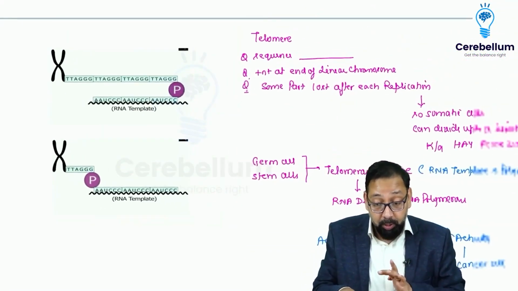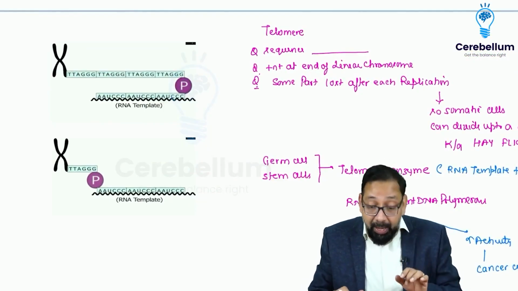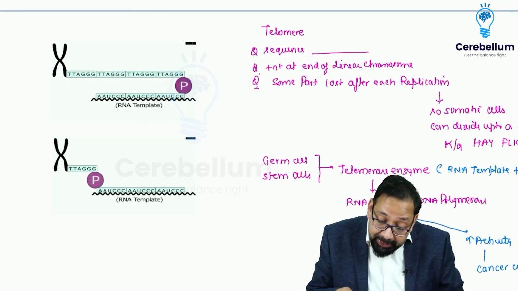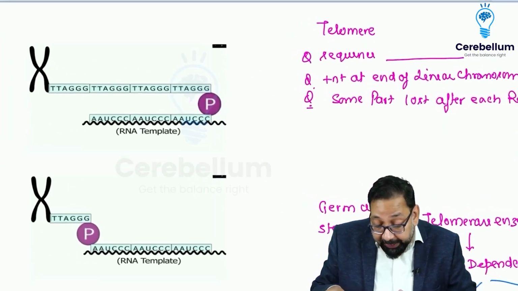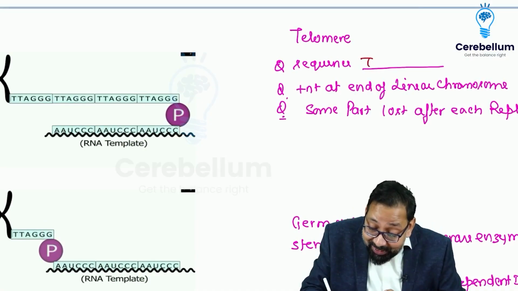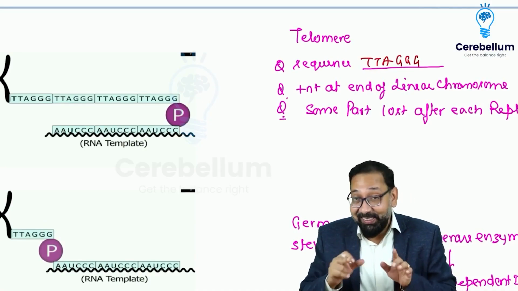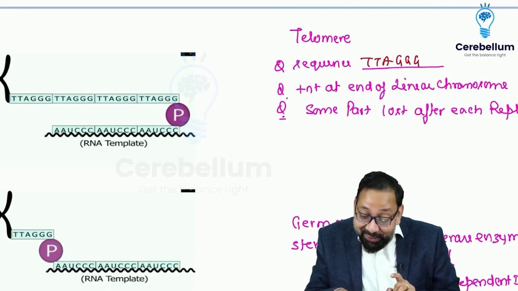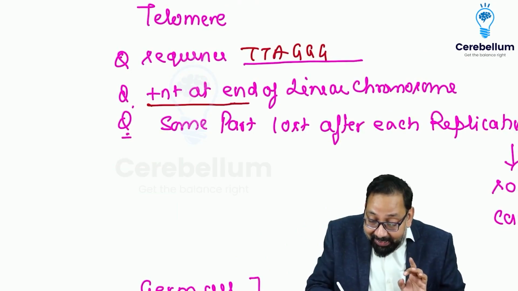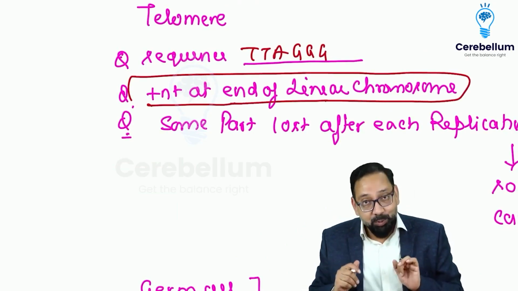Now, telomere. In our body, at the linear end of the chromosome, there is a sequence that is TTAGGG. First question: telomere, what is the sequence? The sequence is TTAGGG. Telomere sequences are present at the end of the linear chromosome.